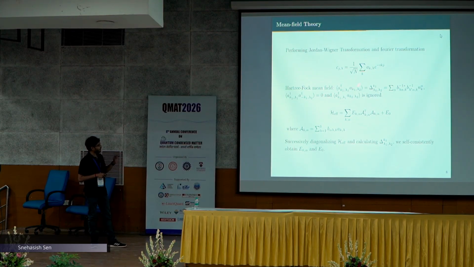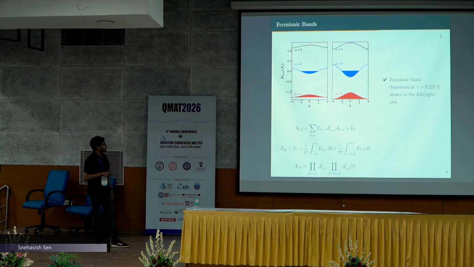Now that we have the low energy physics, we want the high energy physics, and for that we have to go to the mean field theory calculation. For that we have done a Jordan-Wigner transformation and Fourier transformation, and to deal with the four-fermion parts, we have only considered the density channel, and the BCS channel terms are not appearing here. We get an effective Hamiltonian like this, and we have solved it self-consistently, and E_k alpha is basically the fermion bands that we are getting from here.